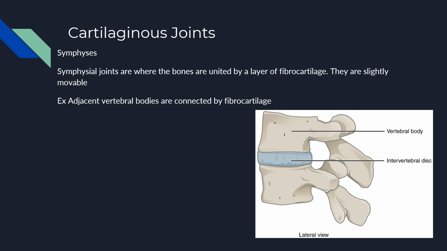Cartilaginous joints. Symphysis. Symphysial joints are where the bones are united by a layer of fibrocartilage. They are slightly movable. Example: adjacent vertebral bodies are connected by fibrocartilage.